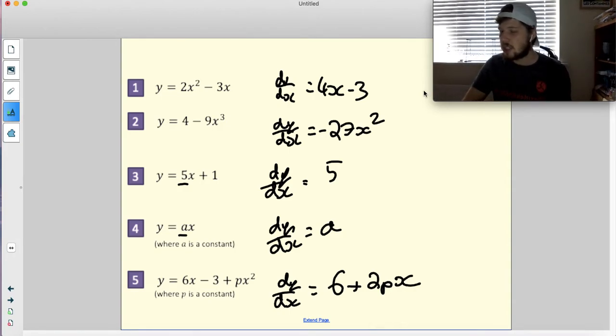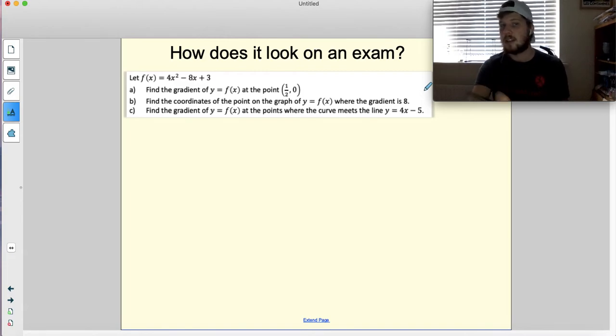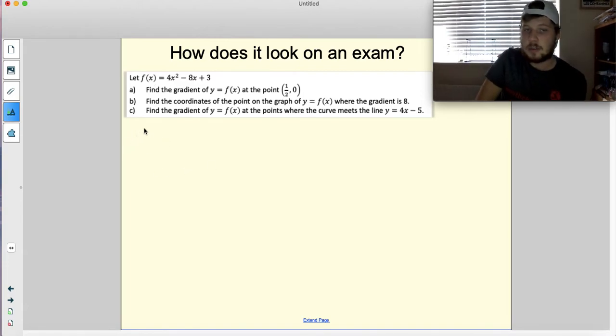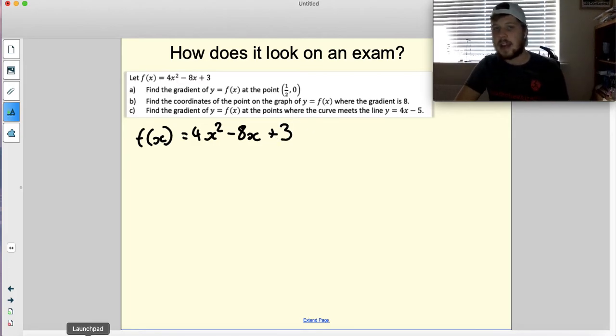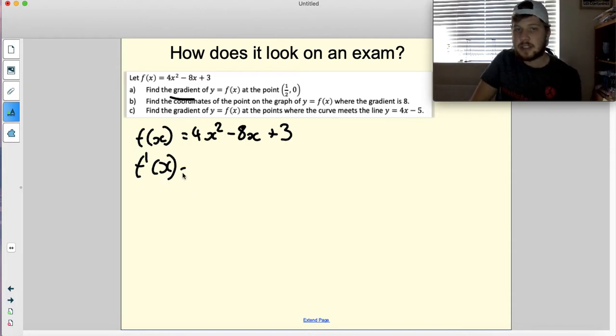So how does this look on an AS level paper? What types of questions are we going to see? Well, this is just a standard form that they would ask it in. So let f of x equal 4x squared subtract 8x plus 3, and I want to find the gradient of f of x at this point. As soon as I want to find the gradient, the first thing I'm going to do is differentiate my function and get a gradient function. So my derivative is going to be equal to 8x subtract 8.